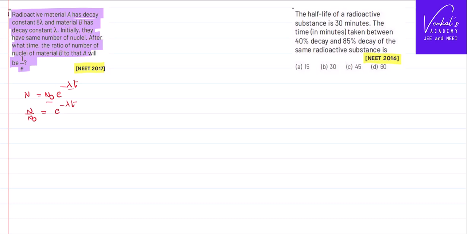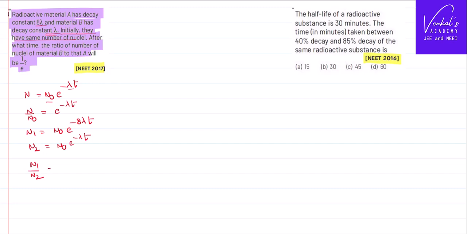Now, there are two cases. When the decay constant is 8 lambda, I can write N1 as N0 e power minus 8 lambda into T. In the second case of B, N2 equals N0, which is the same because it is given that initially they have the same number of nuclei, e power minus lambda T, because in the second case the decay constant is lambda. You divide these two equations, then what happens?